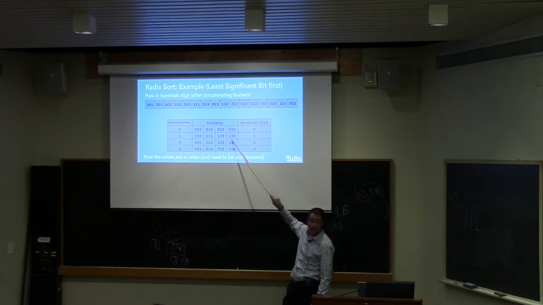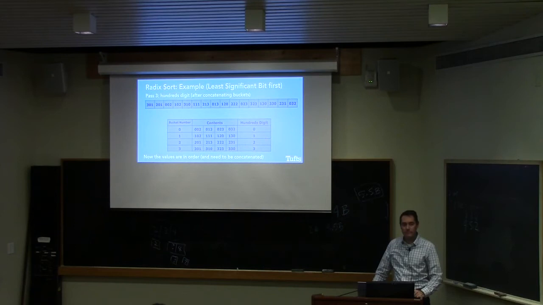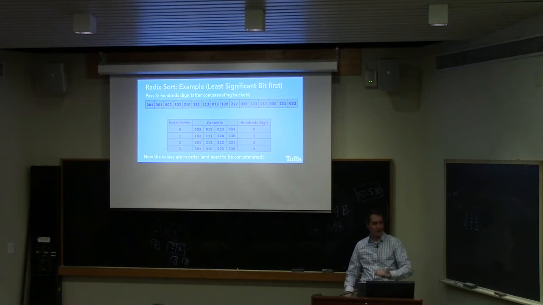Charlie? Is a radix sort symmetric when you start with the hundreds digit and go to the smallest? Ah, good question. Well, I say that it works. You will come up with a slightly different ordering. I'll show you in a minute. You'll see. It won't give you the correct numerical ordering. It'll give you a slightly different one.